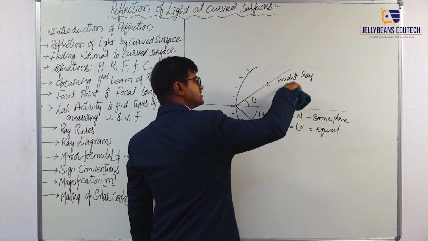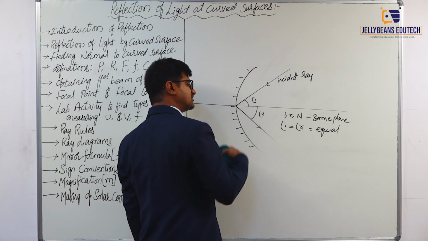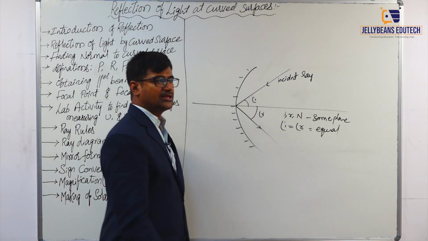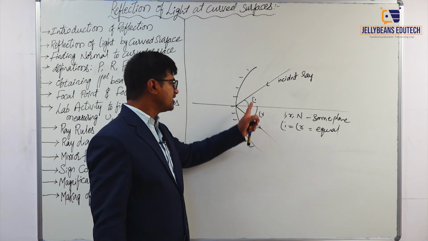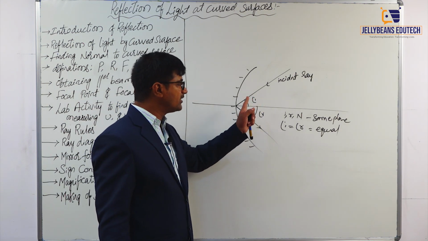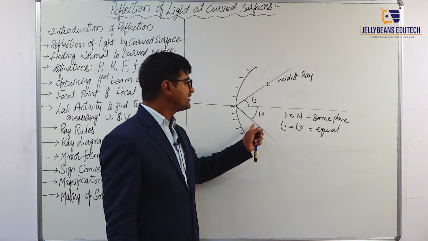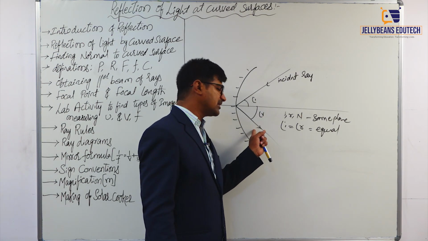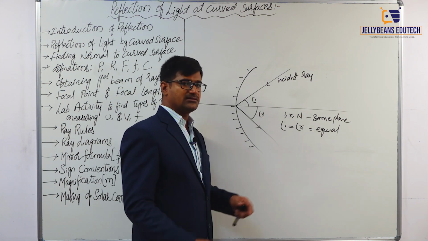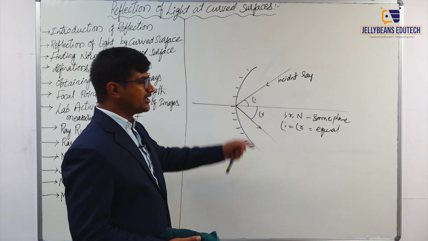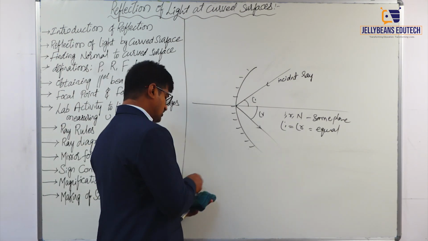This is called the incident light ray. After being incident on the curved surface, it reflects into the same medium, and this is called the reflected light ray. The angle between the incident light ray and the normal is called the angle of incidence, and the angle between the normal and the reflected light ray is called the angle of reflection. So here it holds the same laws of reflection.